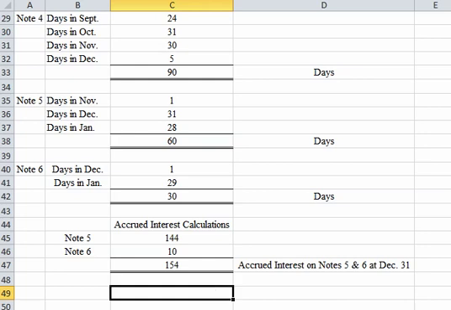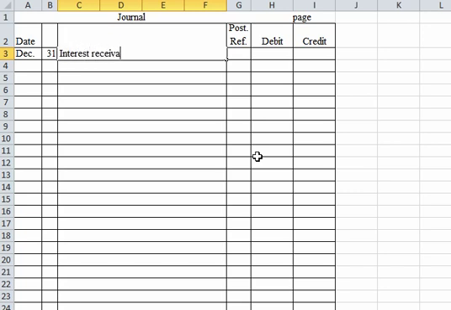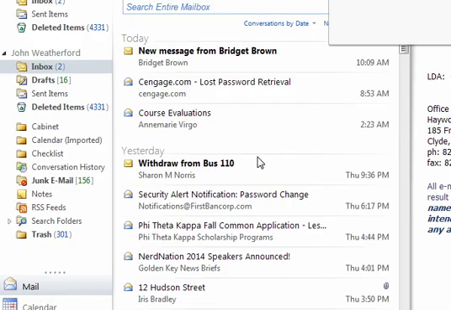If you notice at the bottom of the page you have different tabs for different instructions on the problem. So if you switch over to the next tab, you've got a journal page. We're going to make the entry for $154. Adjusting entries, remember, are always dated the last day of the fiscal year, in this case December 31st. And we'll debit the asset account interest receivable to increase its balance by $154.